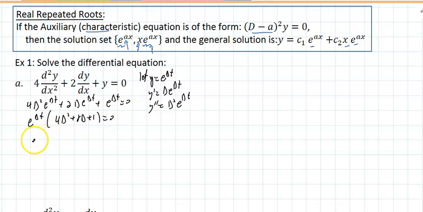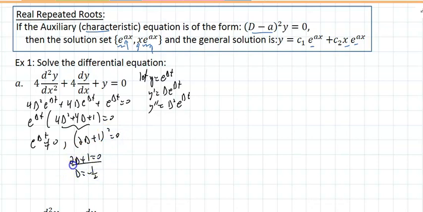So that would mean e to the dt can never be 0. It must be that this is 2d plus 1 squared, unless I messed up on it. Let me double check. Yep, I did. That wasn't the intention. I meant to make that a 4. So my mistake. That's a 4. That's a 4. There it is. So we know that 2d plus 1 equals 0, so d equals negative 1/2.